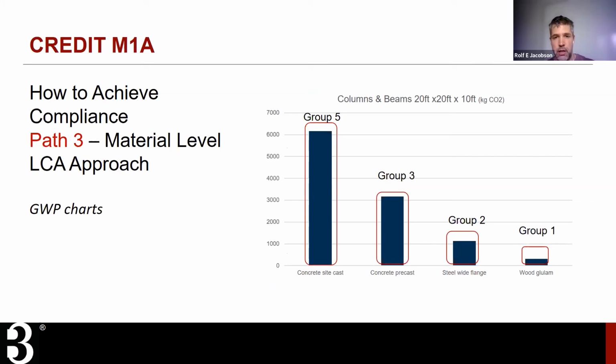For a structure, here we can see the site cast concrete has by far the greatest impact in embodied carbon. Precast is kind of a surprising reduction when I saw this at first, about half of the embodied carbon as site cast. Steel is another significant drop below even the precast concrete. And finally, down in group 1 is the wood: glulam, or all of the large timber and engineered wood would fit in group 1.